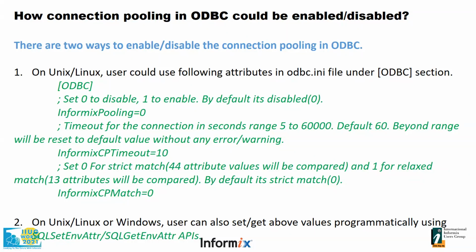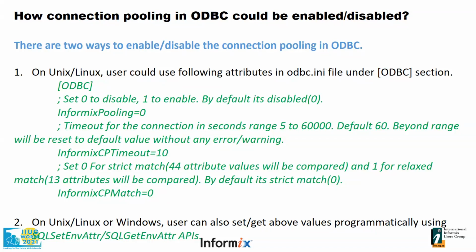If you set a value beyond the range, it will be reset to the default value without showing any error or warning. And there is another parameter called Informix CP match, where we compare the requested connection and the available connection on some attributes. If it is 0, then it is a strict match, where it will check 44 attribute values. If it is 1, that is a relaxed match, where we compare 13 attributes. By default, the value is 0, which means it is a strict match.